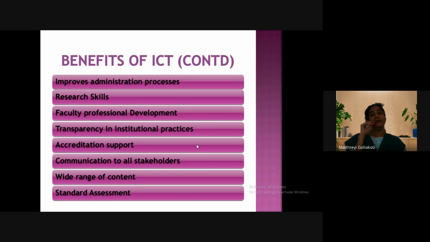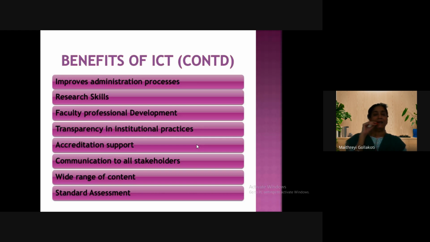There is a wide range of content. As I told, the content is available in all forms. It is available as audio, video. It is available as lessons which can be read. So in every possible way, content is made for the help of both students as well as teachers in ICT.